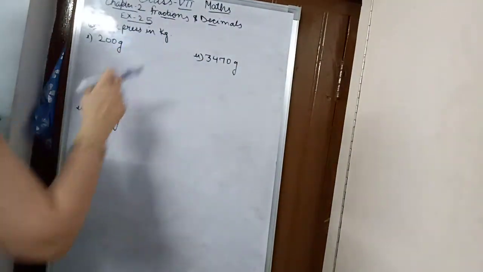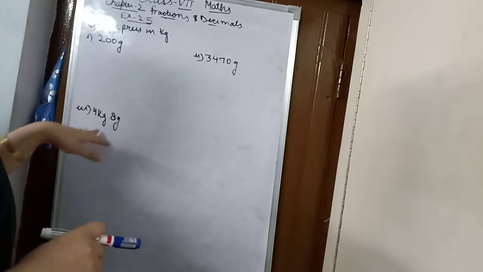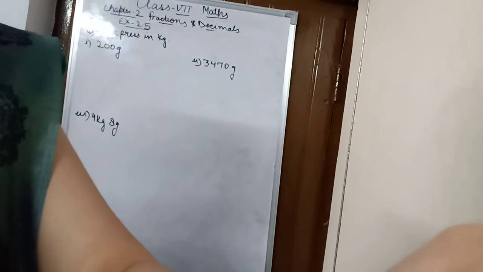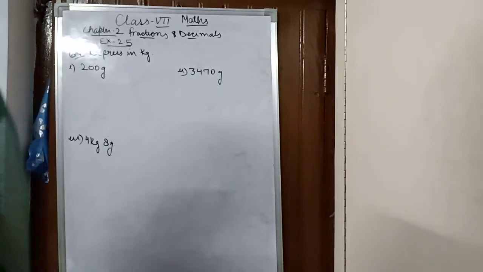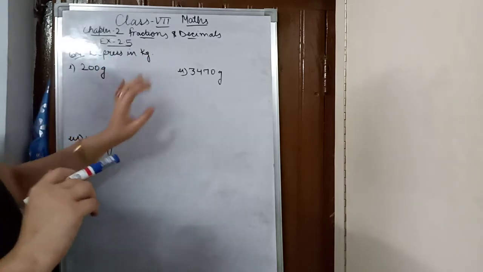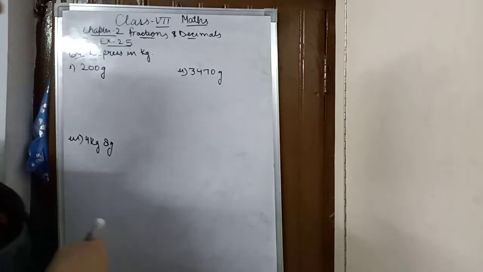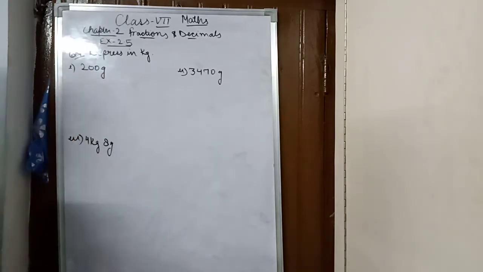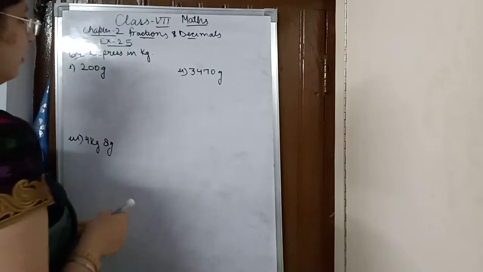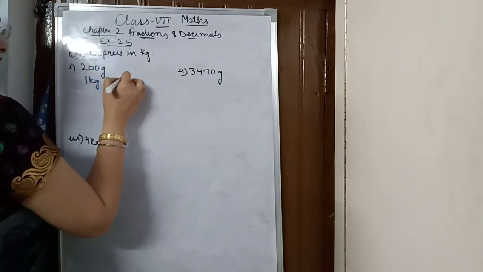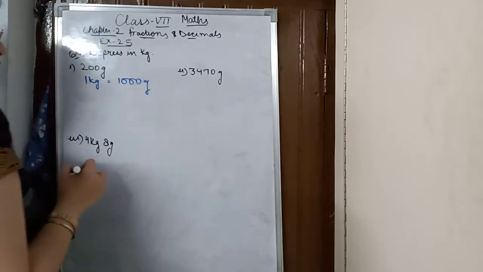Express in kg. Whatever 1, 2 or 3 parts are given in question number 4, you have to express all of them in kilograms. I told you in the previous video that if you wish to convert a smaller unit into a bigger unit, gram is smaller and kilogram is bigger, you have to divide the value by 1000. So we know 1 kg is equal to how many grams? 1000 grams. You have already studied this in the junior classes.